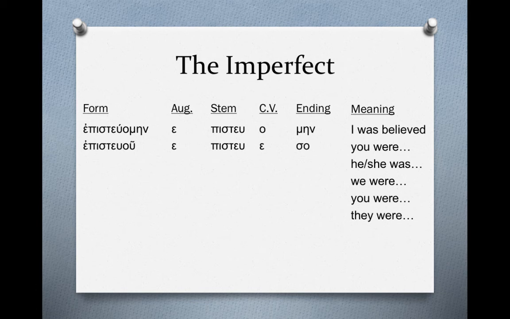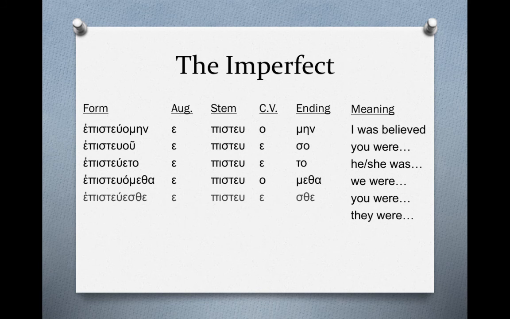Epistou would mean you were believed. And the sigma drops out, and then there's a contraction, and that's why the ending looks the way it does. Epistueta would be he, she, or it was believed. Epistuametha would be we were believed. Epistueste, you were believed. And epistuanta, they were believed. So the forms we have here are epistuamen, epistuu, epistueta, epistuametha, epistueste, epistuanta.